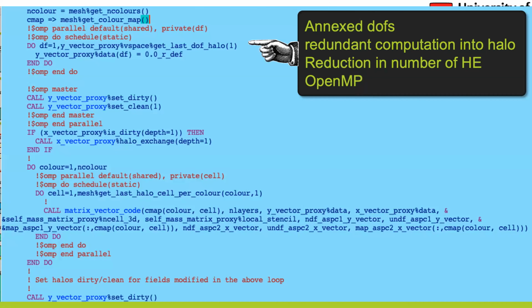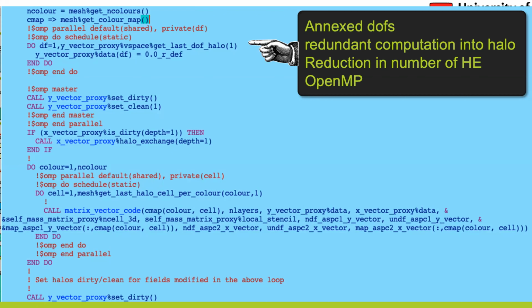So here, with the annexed DOF switched on, the first thing we can see is that we redundantly compute into the halo. Instead of the loop going out to the last owned DOF, it now goes out to the last DOF in the halo. In this case, this is out to depth 1, and they're all set to 0. We've also switched on OpenMP, and so it's generated some OpenMP code here, which is fairly trivial, but it does get done in parallel.